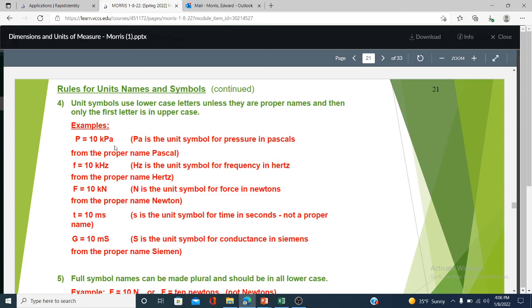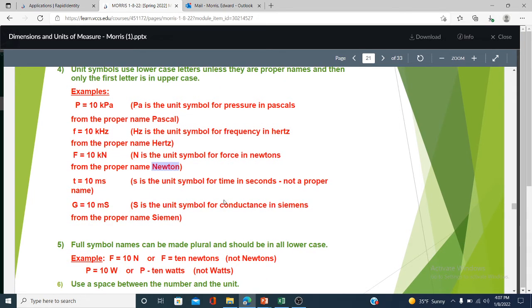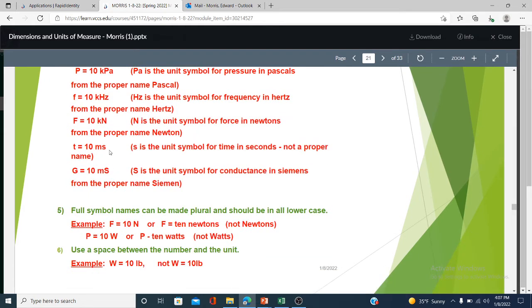So there are some other units that we're not going to cover right away, but you have Pascal for pressure, and Hertz, and Newtons, again from Sir Isaac Newton. These are all from a proper name, someone's name. I'll let you look up these names. Okay, these are names of scientists from the past. Again, time is not a person's name, right? So this is 10 milliseconds right here. 10 milliseconds.